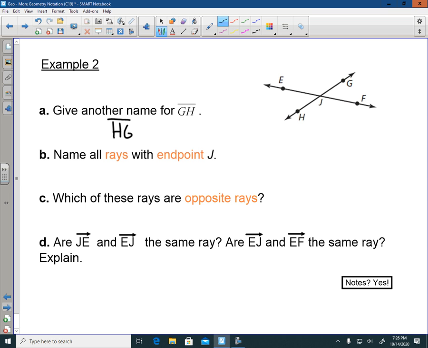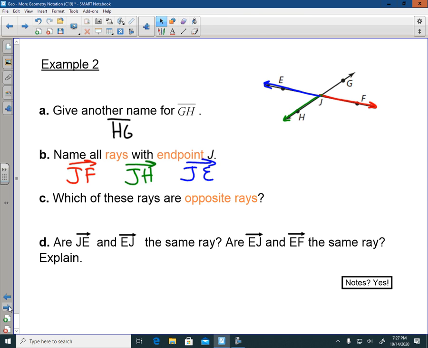Name all rays with an endpoint J. So here's a ray that starts at J. What would that one be called? That would be called JF. Here's another ray that starts at J. That one's going to be called JH. Notice that I'm putting the J first every time because that is the endpoint. And then here's another one, JE. And then our last one, JG, looks like this. Okay?